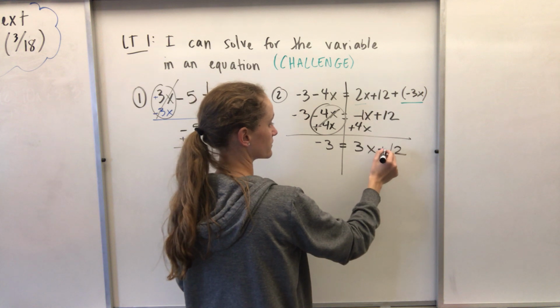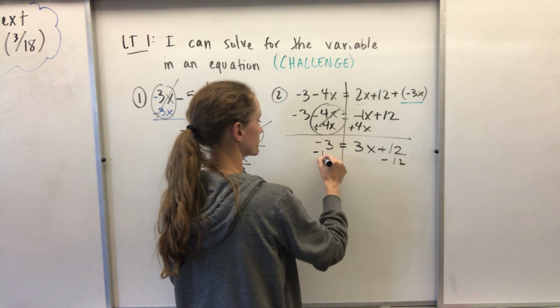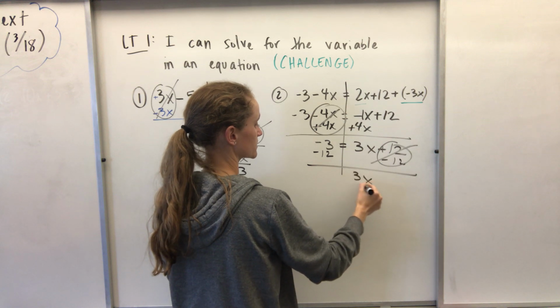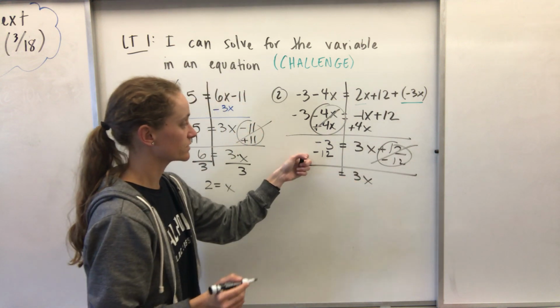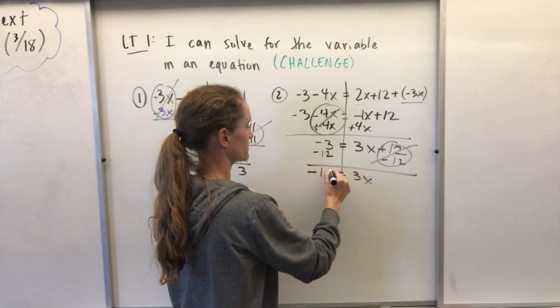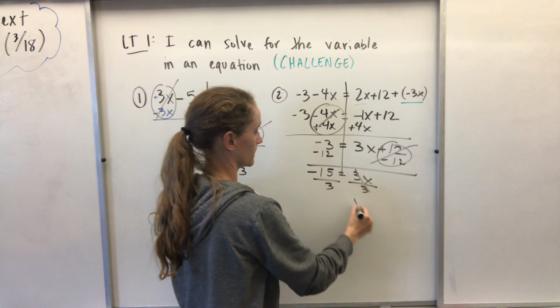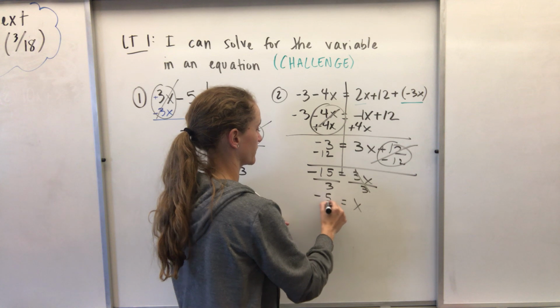So the opposite of adding 12 is subtracting 12. Bring down my 3x. Negative 3 plus negative 12 is negative 15. And then my last step is I divide by 3. So x is going to equal negative 5.